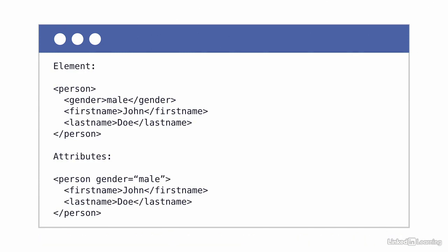Each XML element can also contain attributes. Attributes are embedded values in the tags themselves to enhance the meaning of the tags. They're generally in key value format, and the value must be included in either single or double quotes. In the two examples we see here for the person object, both contain exactly the same information, such as the gender, first name, and the last name. However, the bottom example uses the gender attribute in the person tag.